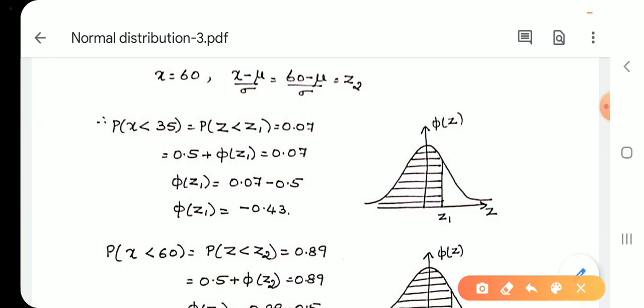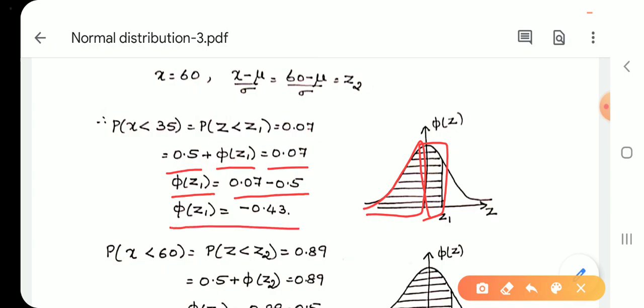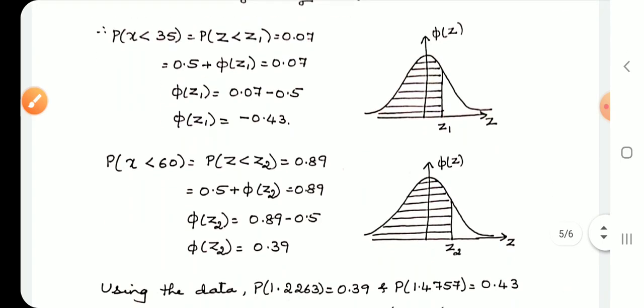So this can be calculated as 0.5 plus this portion. So we have added 0.5 plus phi of z1 is equal to 0.07. So phi of z1 is equal to 0.07 minus 0.5. So phi of z1 is equal to minus 0.43. Similarly, we will take the second condition.